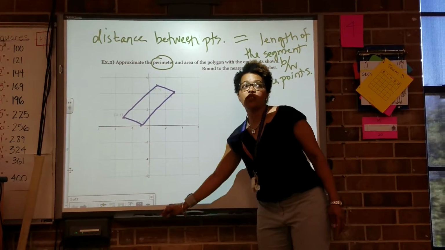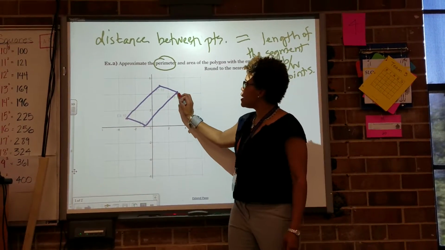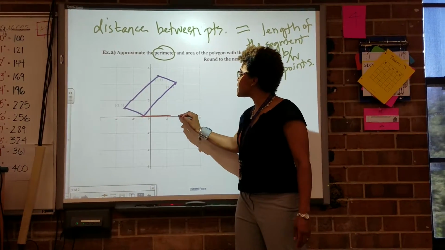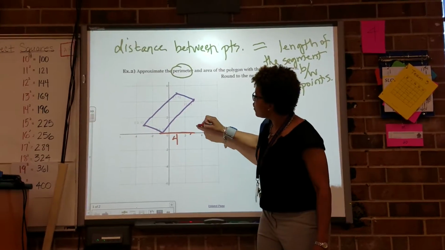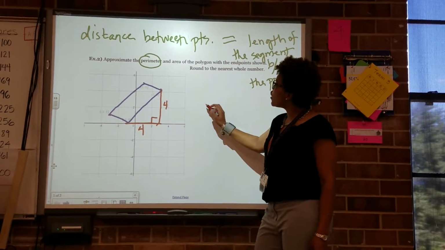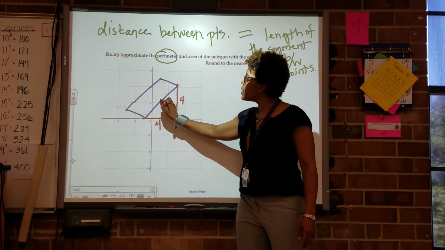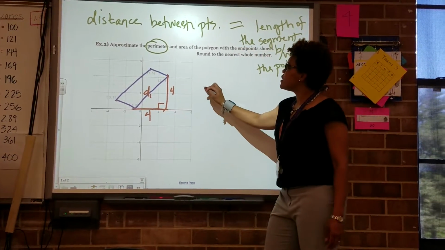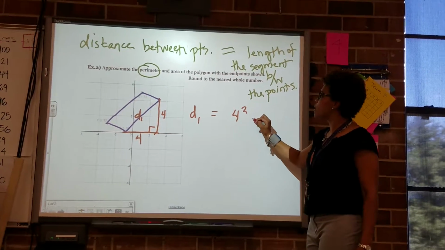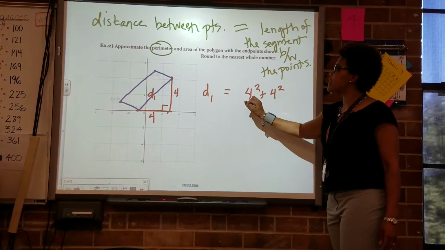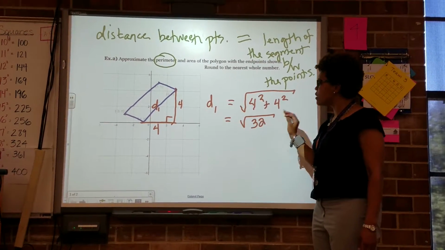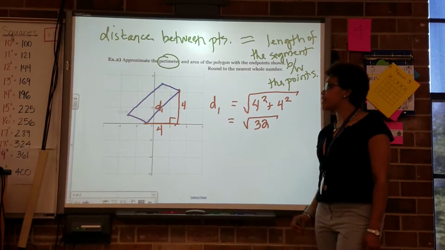All right, so we're going to do Pythagorean theorem. I need to know how long this longer length is. So I'm going to say that this is 4 units across, 4 units up, and I've made a right triangle. So that length, I call this D1. D1 equals the square root of 4 squared plus 4 squared, which is the square root of 32, and that is almost 6.